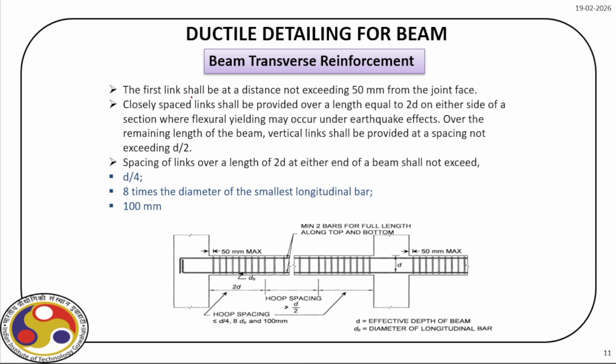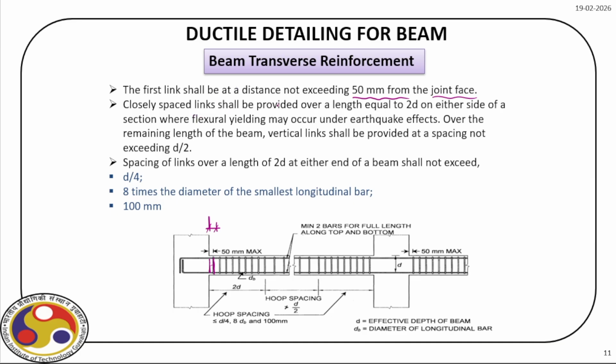Then the first link shall be at a distance not exceeding 50 millimeter from the joint face. Here you can see this is the joint face, and from this we have the first link here, at a maximum distance of 50 millimeters. So we have to have it as close as possible. Sometimes it is difficult because we have to put the shuttering for this column, and that's the reason it is difficult to bring it in here, but preferably it is as close as possible to the joint face.